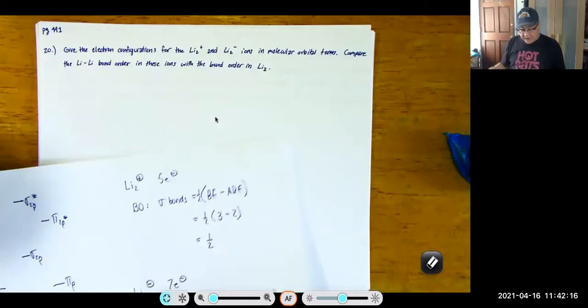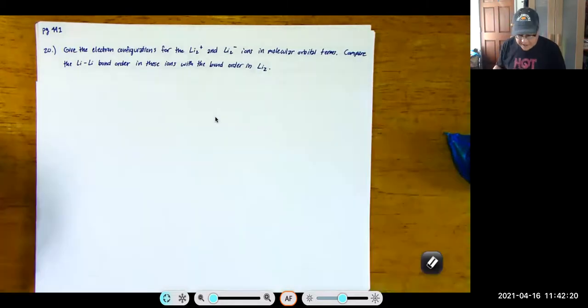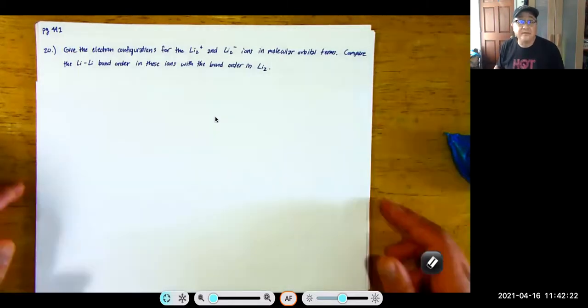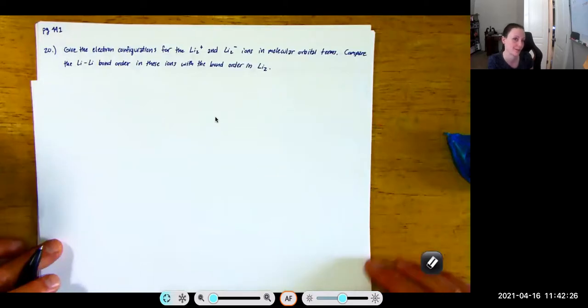So it's clear to me that you need to just get used to the terminology of bonding and anti-bonding, and pay attention to the star.